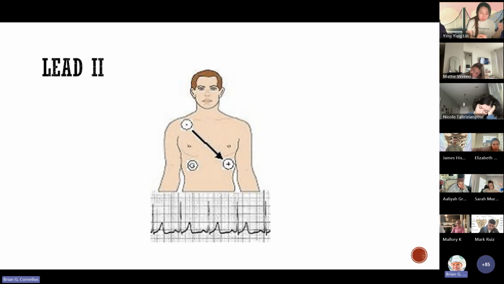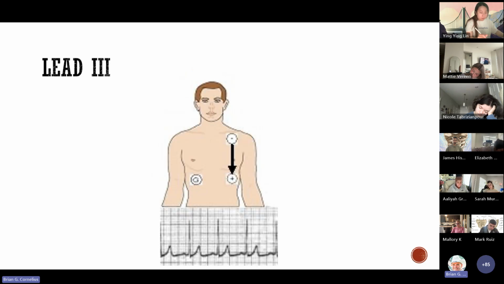A lot of times we use this for monitoring, really because it's very easy to discern the normal cardiac conduction system from this perspective. That's one of the biggest reasons that we use lead two for monitoring. Lead three goes from our left shoulder to our left leg. Again, it's following the traditional cardiac conduction system, so a lot of times we use this for monitoring.